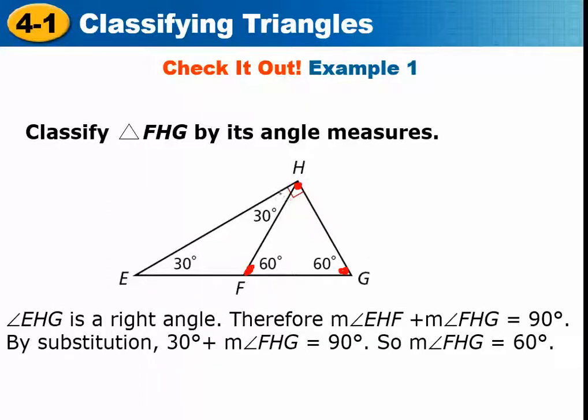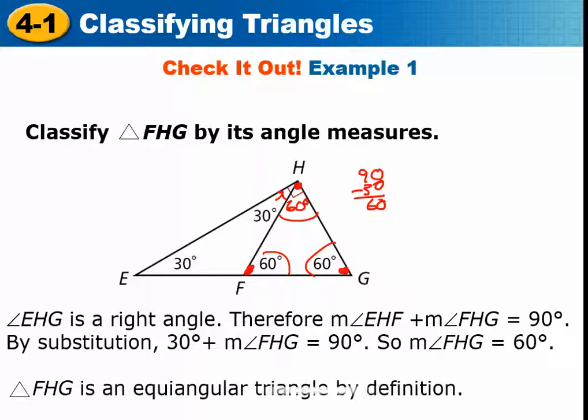Okay, because it is a right angle up there, we know that there's 90 degrees in a right angle and that this part of it is 30. So 90 minus 30 is 60. So this angle right here is 60. So therefore we have 60 degrees, 60 degrees, 60 degrees. So we are going to call this an equiangular triangle. It's also acute, but a more specific name is equiangular.